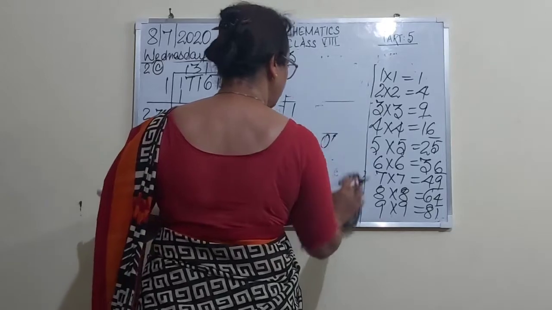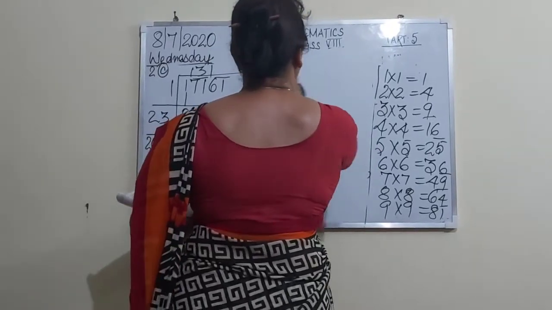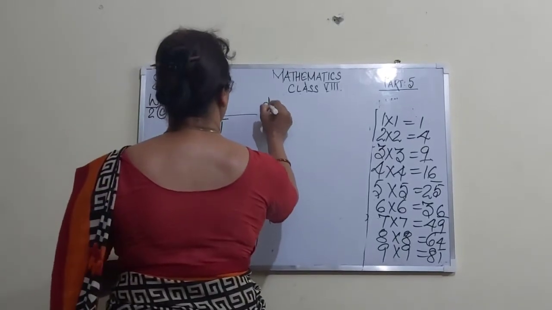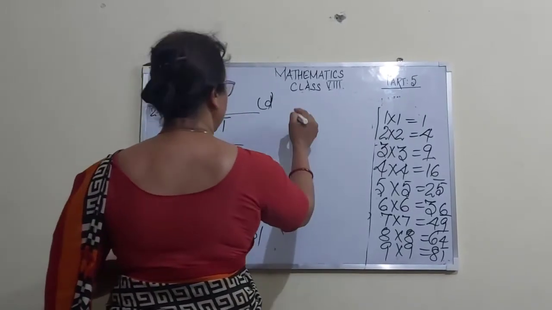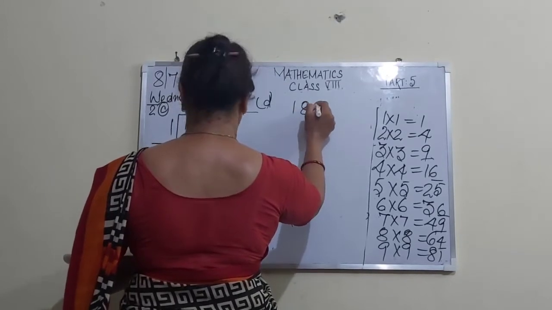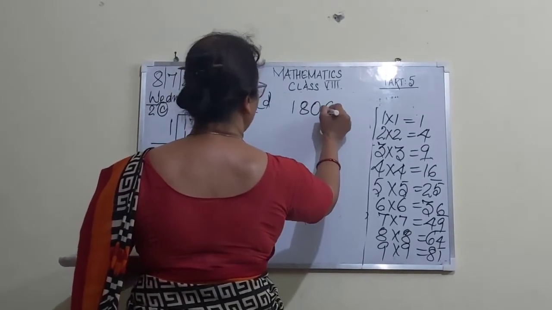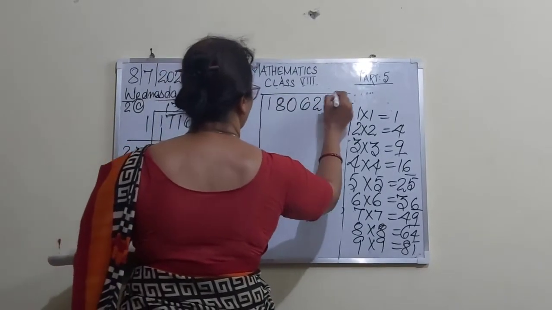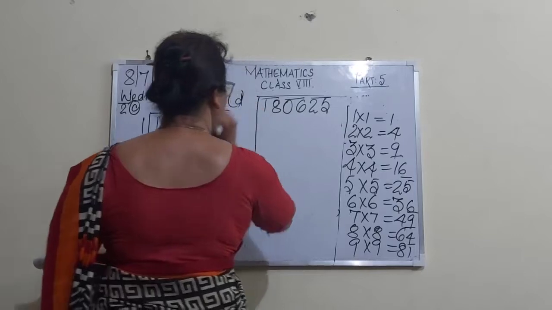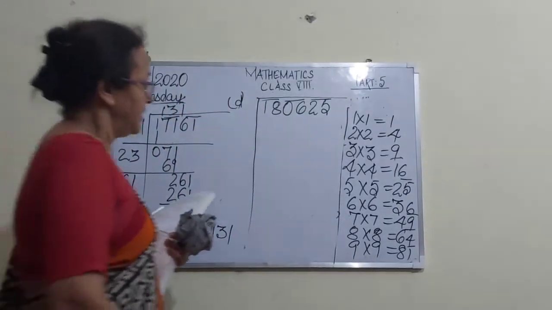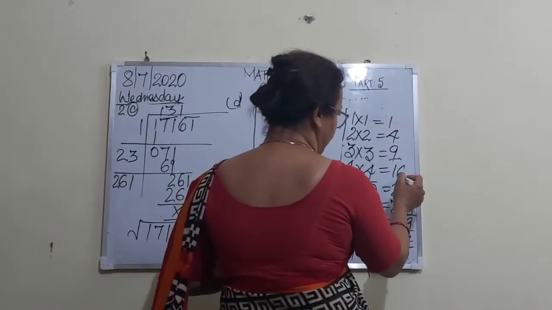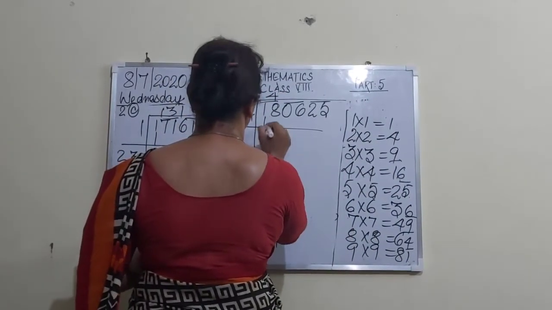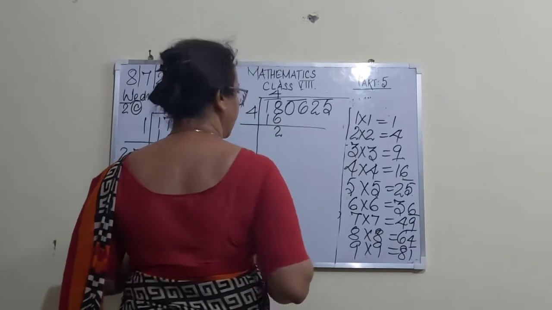I hope you have noted down, everyone. D part is 1,80,625. Group of 2, that's right. This is 18, 06 and 25. But I'll go with 4. 4 4s are 16. 2 is remaining here, remainder.